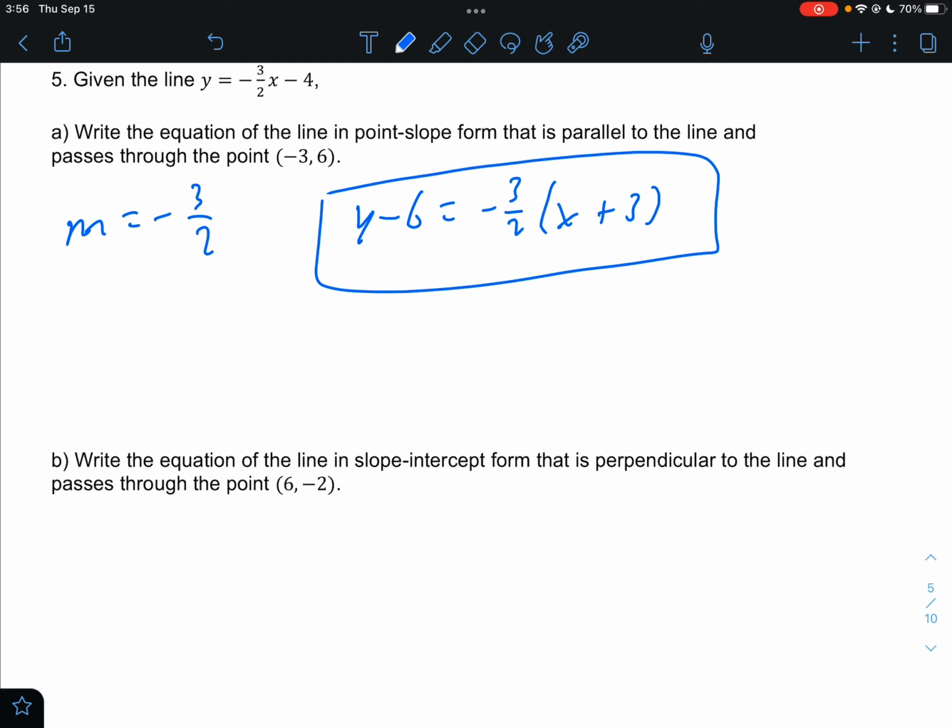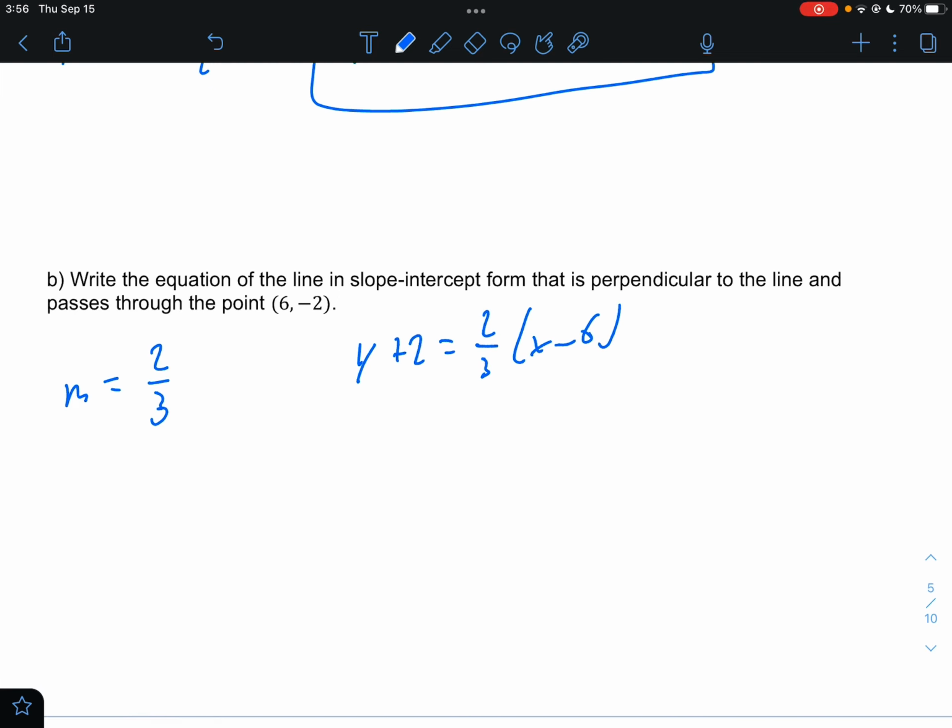And B, so we have a slope of positive 2/3. We're going to start in point-slope form again. Y plus 2 equals 2/3 times (x minus 6). But we need to get it into slope-intercept form. So distribute the 2/3 and then subtract the 2.